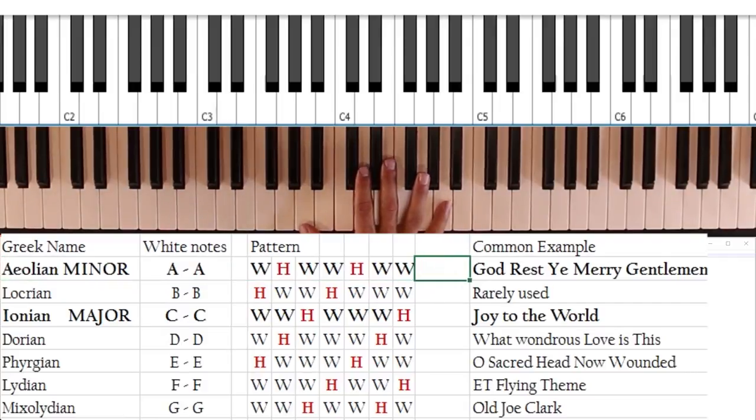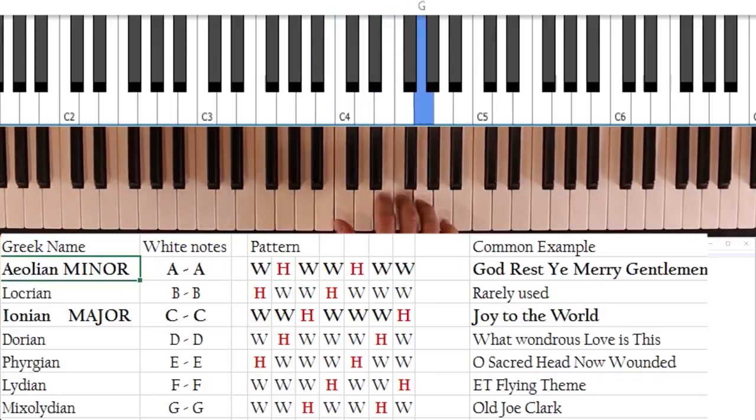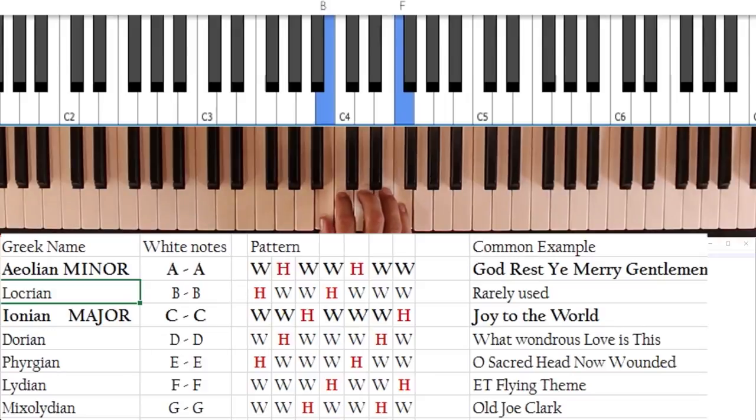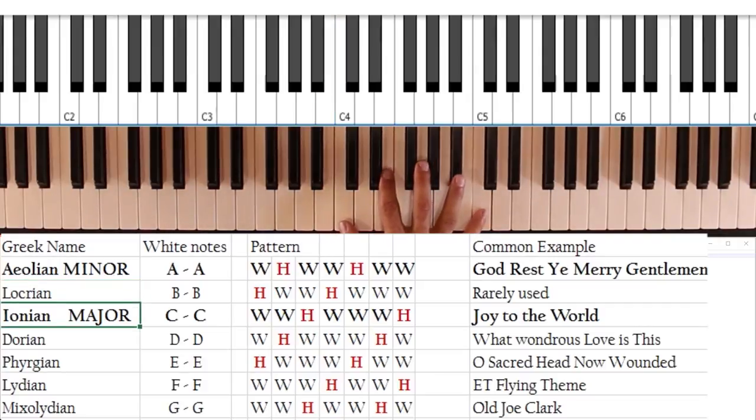First, to go over the different modes quickly here, the Aeolian mode goes from A to A. A good example of a song that uses this is God Rest You Merry Gentlemen. The next is the Locrian mode, which goes from B to B. This mode is not used very much, and that's primarily because its first to its fifth note has a very dissonant sound to it. And so it's very difficult to write songs in this mode. The next is the most common to us, the major or Ionian mode. Sounds very familiar. The next is the Dorian.